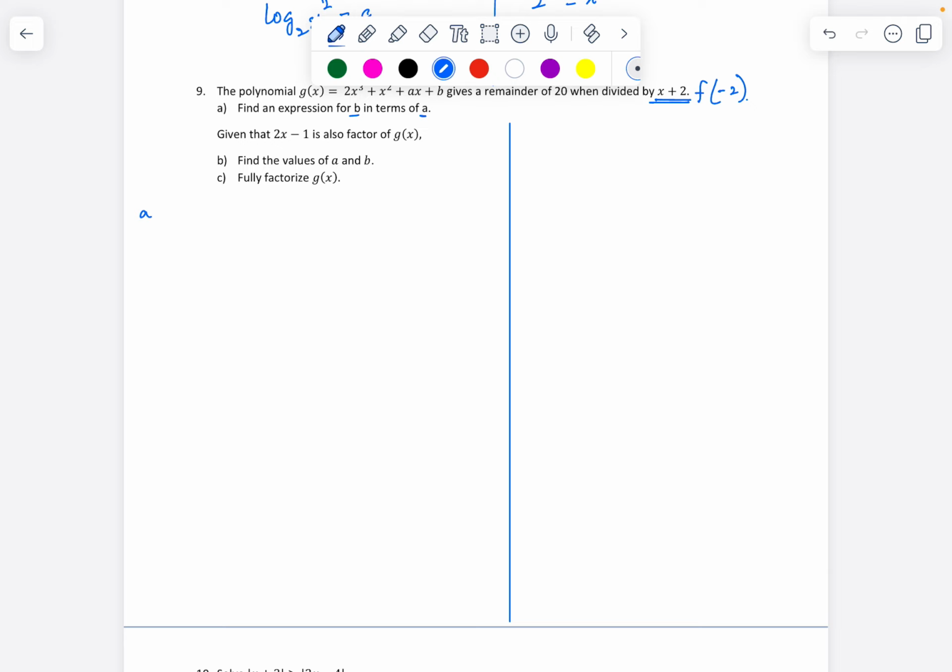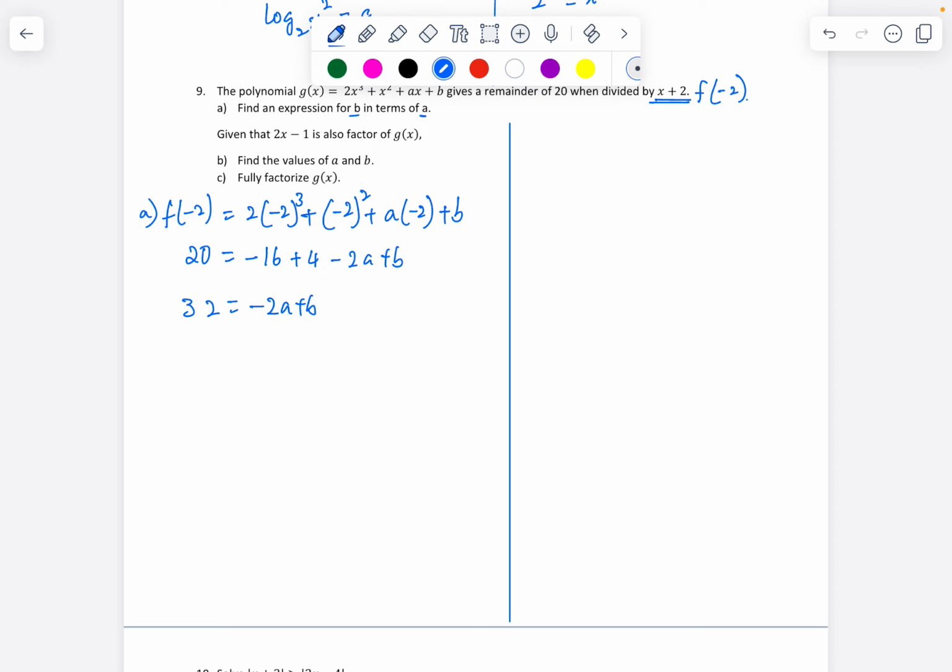So f of negative 2 is going to be 2 times negative 2 whole cubed plus negative 2 whole squared plus a times negative 2 plus b is equal to the remainder, 20. This gives me negative 16 plus 4 minus 2a plus b. When you simplify, this gives me negative 2a plus b equal to 32. We want the answer in terms of b, so b equals 32 plus 2a. So this is the first answer.